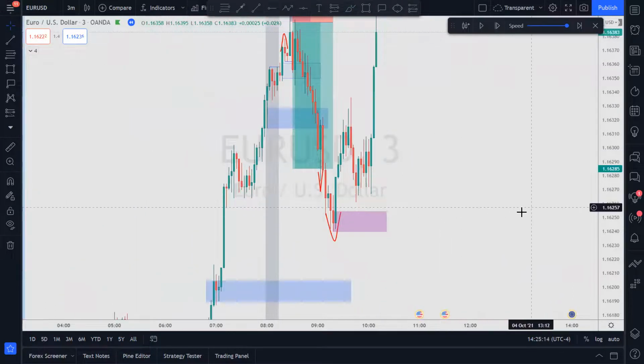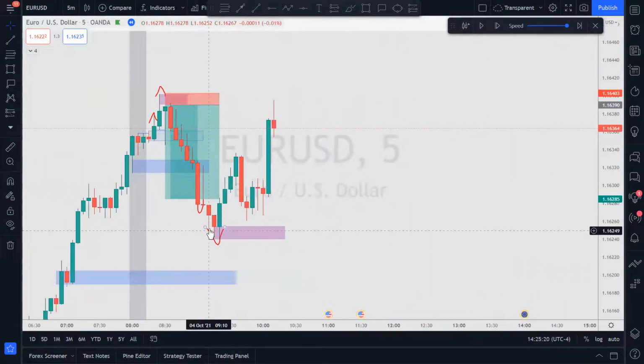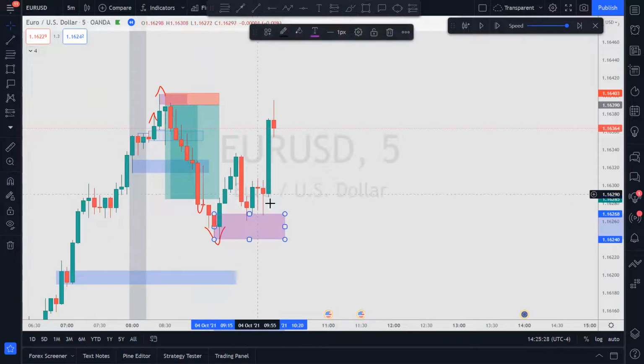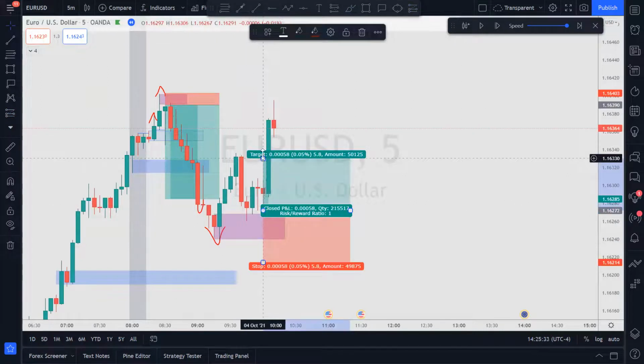Oh, it didn't make it. Hold on. We missed it. Yeah, we're looking on the 3 minute. We should have been looking on the 5 minute. You always got to look on the higher time frames. It did make it there. This is where you would have got your buy trade in.